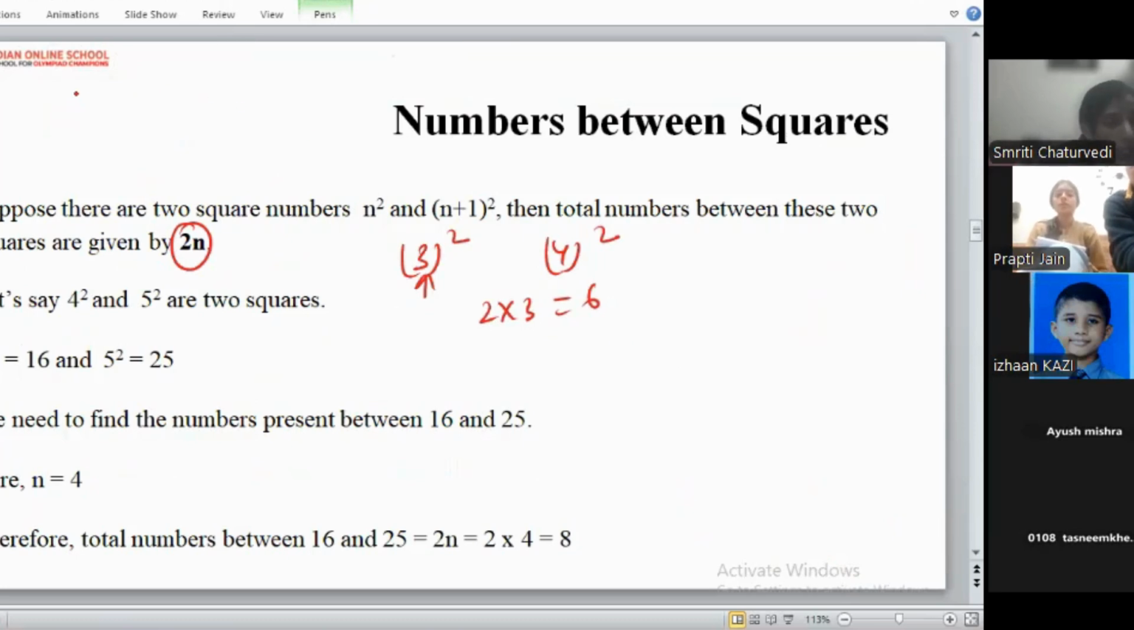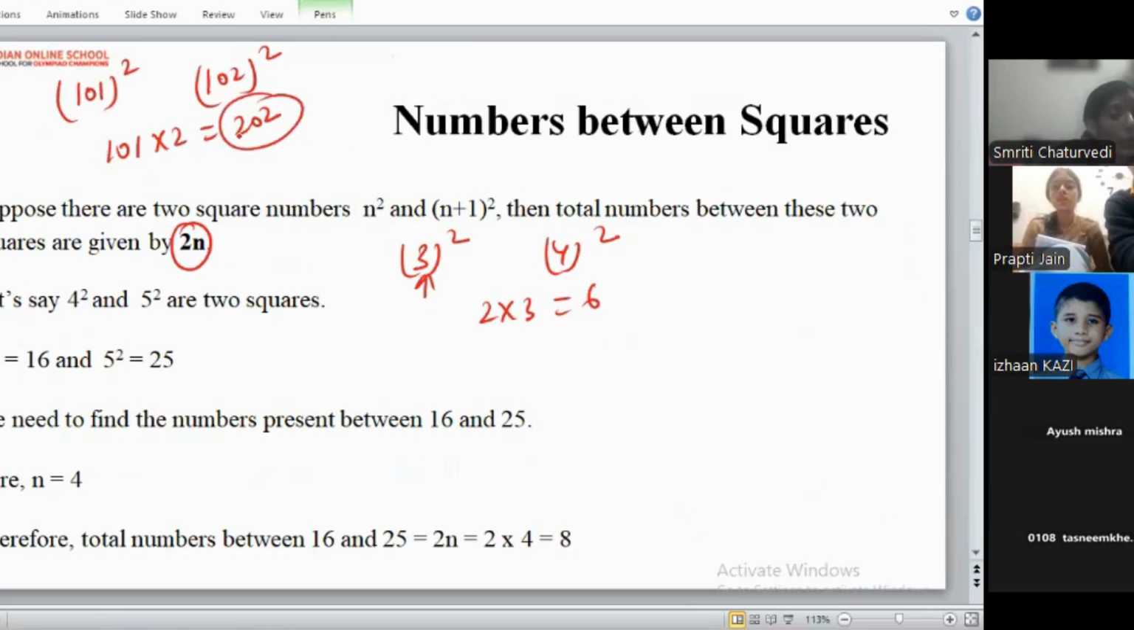And if I ask how many numbers lie between the square of 101 and 102, what will you do? 101 times 2, and your answer would be 202. So 202 numbers lie between the square of 101 and 102. Understood? Yes, ma'am.